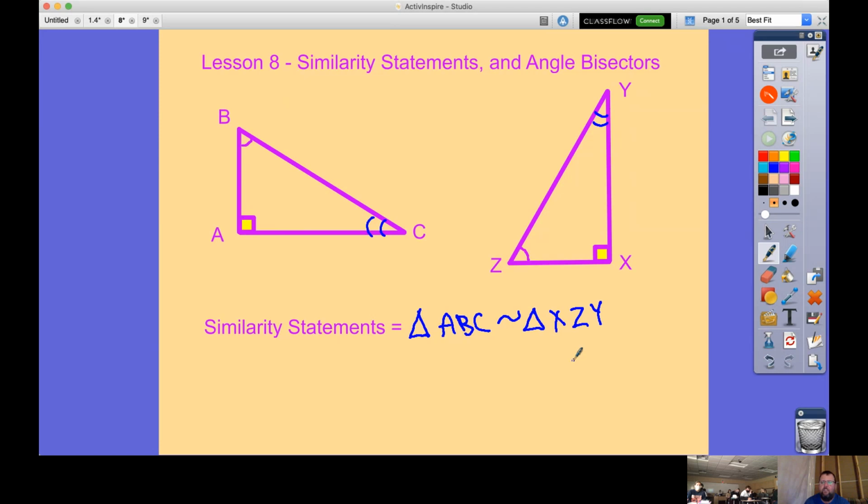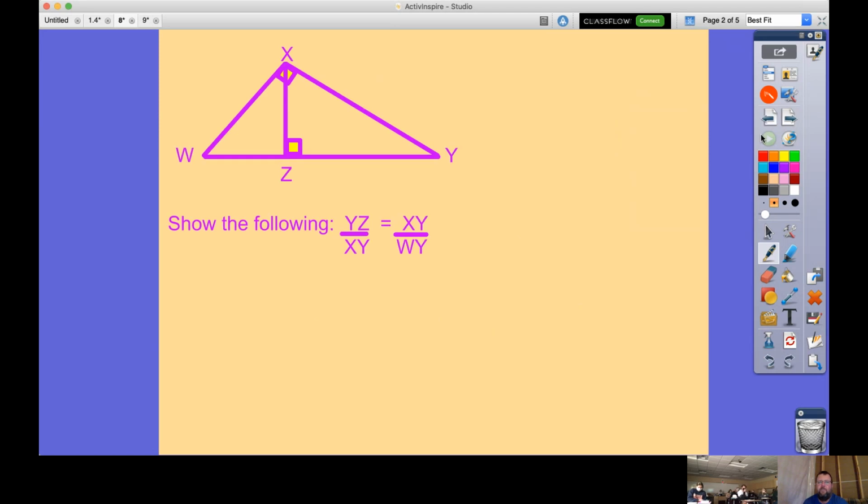All right, any questions with that? Pretty straightforward stuff from geometry. All right, get this one copied down.